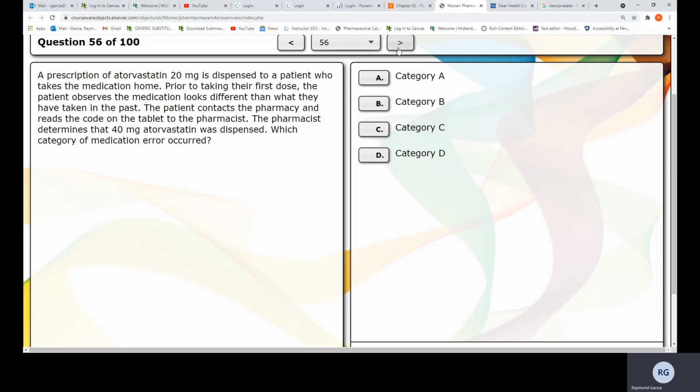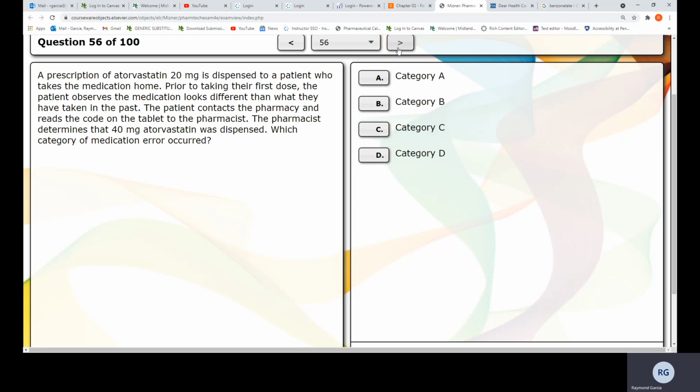where A is no error, capacity to cause error, B, error that did not reach the patient, C, error that reached the patient but unlikely cause harm, D, error that reached the patient and could have necessitated monitoring and or intervention to prevent harm. And that's all under the MERP medication error reporting program.